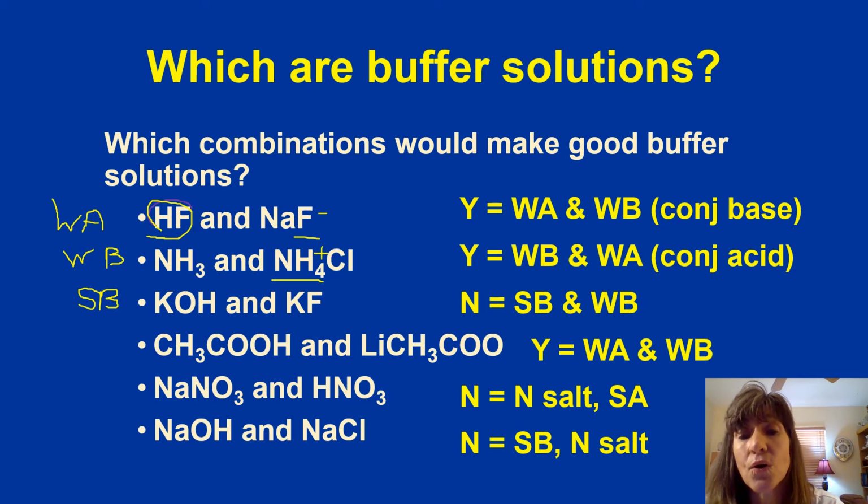So the ones that were considered to be buffer solutions had either a weak acid and its conjugate base, which would be a weakly basic ion, or a weak base, such as ammonia, and its conjugate acid, ammonium.